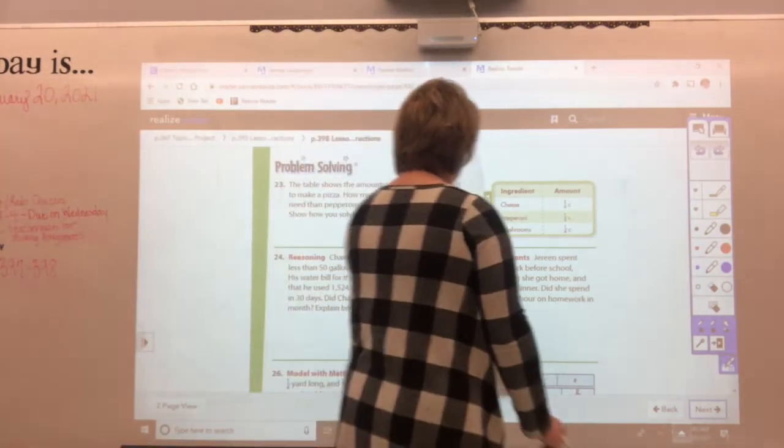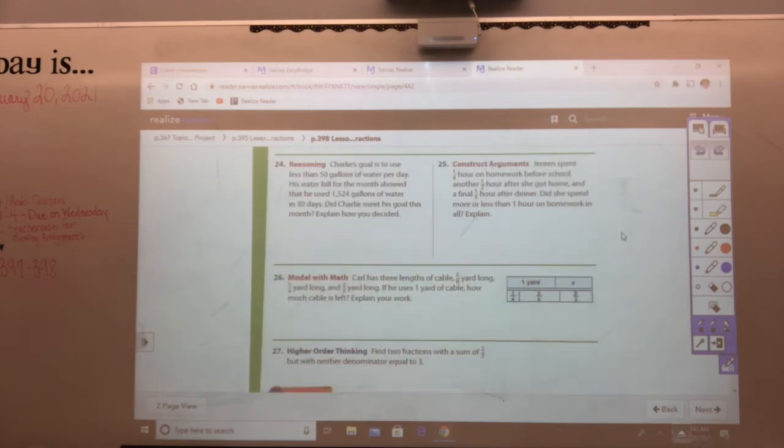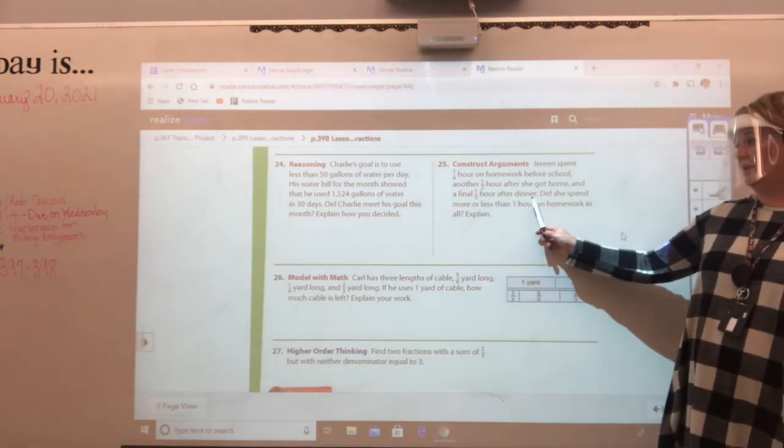You can mark out number 24 and let's do 25 real quick. And I'm fixing to let you do some on your own. Jareen. She spent a fourth of an hour on homework before school, another half an hour after she got home, and a final third hour after dinner. She had a lot of homework.